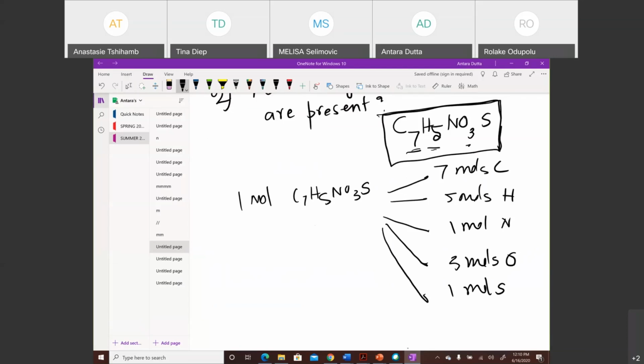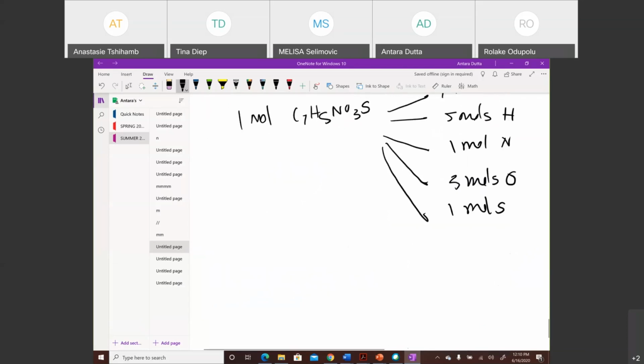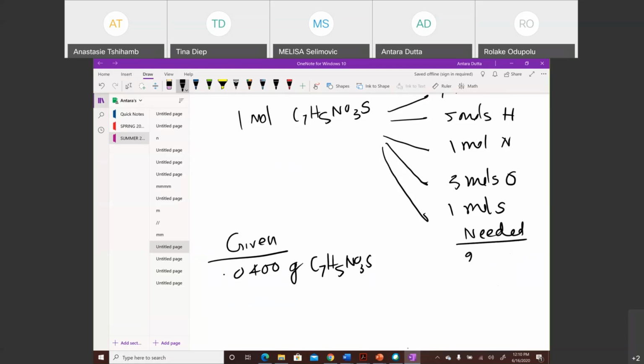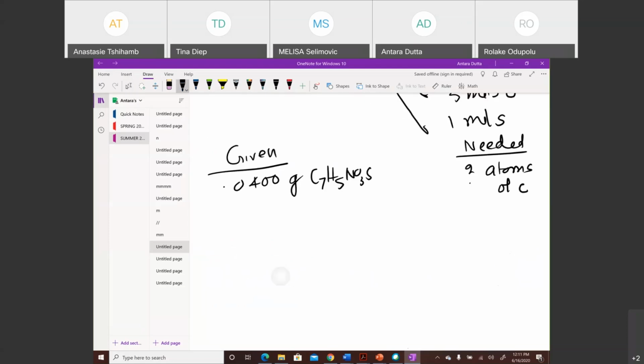Okay, so now we have to just know how many moles there are in 0.0400 grams. Then we can use this relationship, right? So you just start with what's given: 0.0400 grams of C7H5NO3S. And what is needed? The number of atoms of carbon. So what is our path? Our route is to convert grams to moles.